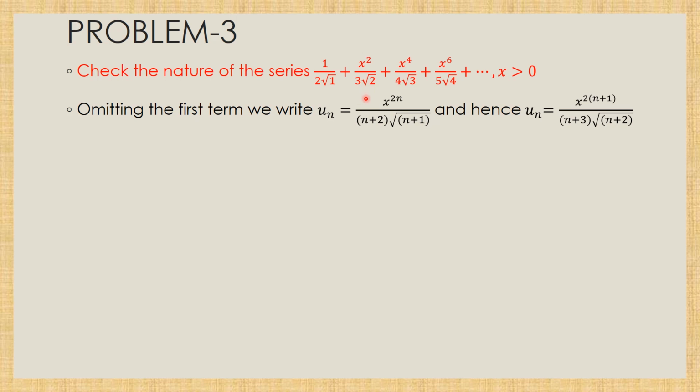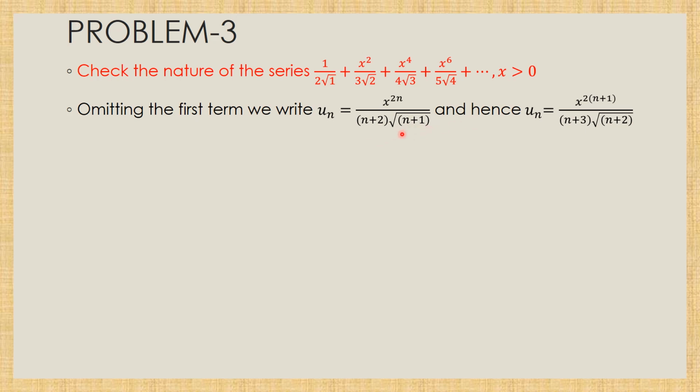Now to write the nth term, it seems simple here. First term numerator is x power 2, second term numerator is x power 4. So clearly the nth term numerator is x power 2n. First term denominator is 3 root 2, second term denominator is 4 root 3. So clearly the nth term denominator is n plus 2 root n plus 1. Therefore un plus 1 can be written by just replacing n by n plus 1 in the un expression.